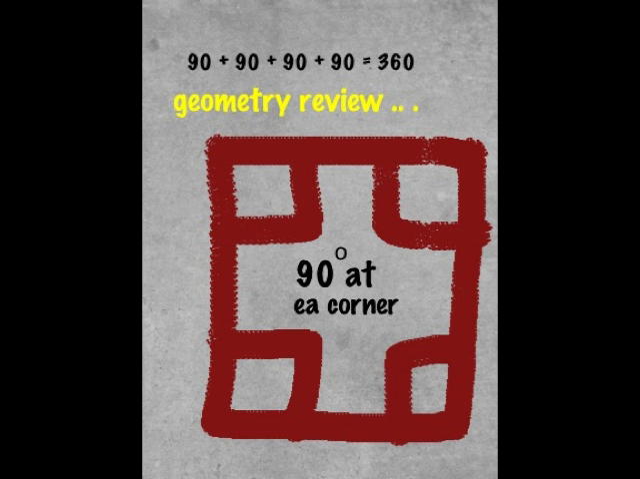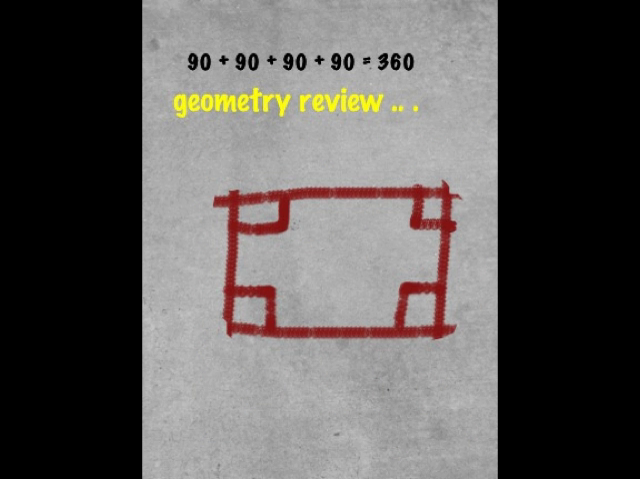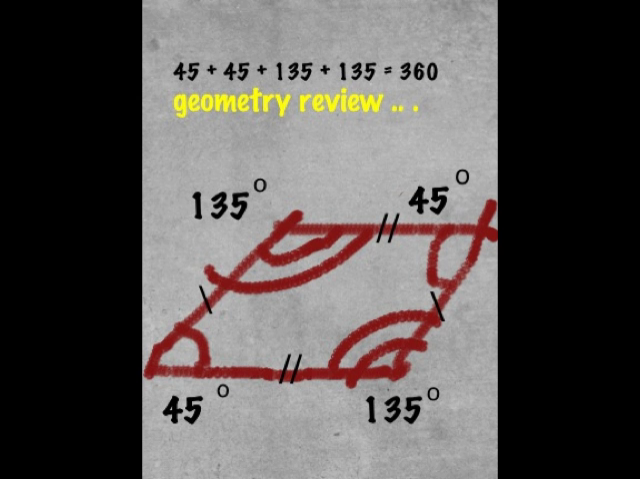A square, 90 degrees at each corner. And what you'll notice at the top of this page, 90 plus 90 plus 90 plus 90, 4 of those angles is 360. This will be true inside any four-sided shape. Even if it's a rectangle. Even if it's a parallelogram. This is a parallelogram.